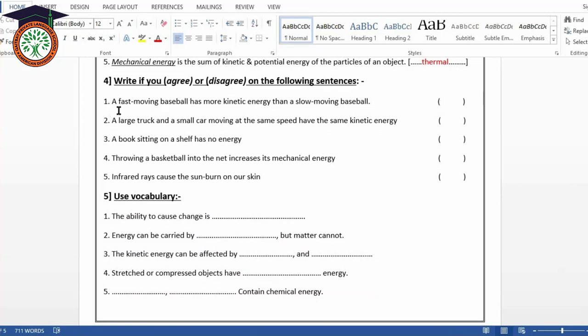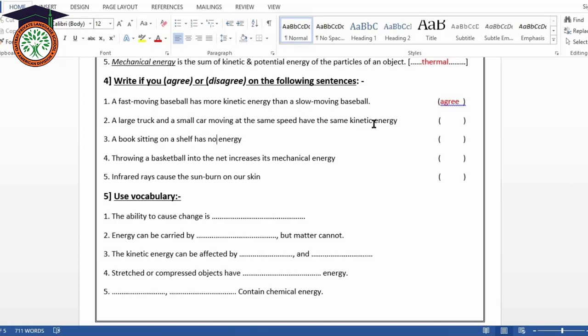Okay. Question number 4 is agree or disagree. So you're going to read it and we're going to solve it here. Number 1, a fast moving baseball has more kinetic energy than a slow moving one. So we have a fast one and a slow one. If we compare them, this has more than this. Yes, sure. So I agree with this.